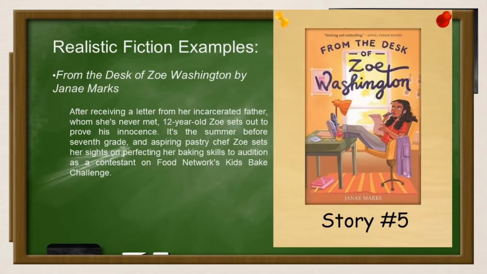From the Desk of Zoe Washington by Jenny Marks. After receiving a letter from her incarcerated father, whom she's never met, 12-year-old Zoe sets out to prove his innocence. It's the summer before 7th grade, and aspiring pastry chef Zoe sets her sights on perfecting baking skills to audition as a contest on Food Network's Kids Bake Challenge.